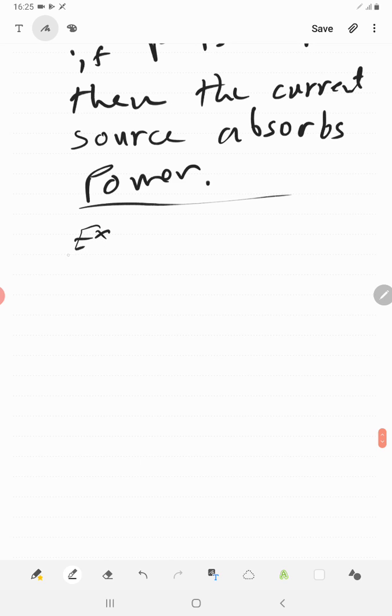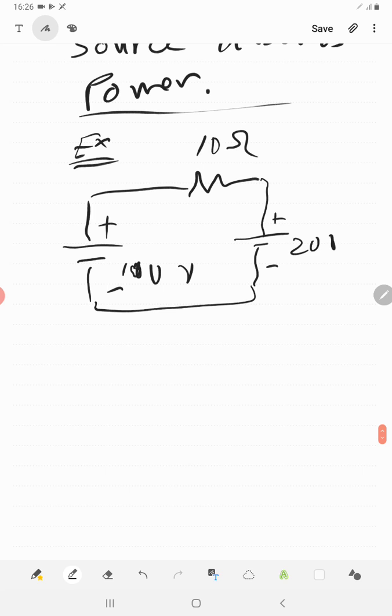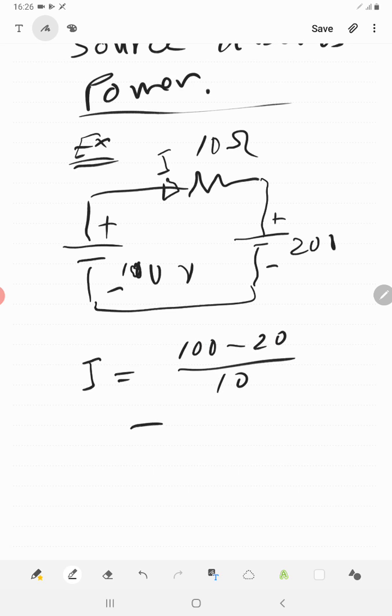Example. We have a voltage source here, plus minus 100 volts, and we have a resistor, let's say 10 ohms, and we have another source, plus minus, let's say this is 20 volts, and this is the circuit. Now we can calculate I. I is equal to 100 minus 20 divided by 10. So it will be 80 divided by 10, it will be 8 amps.